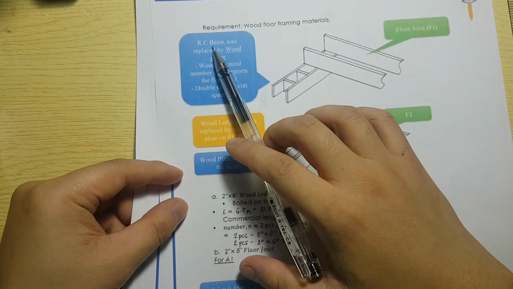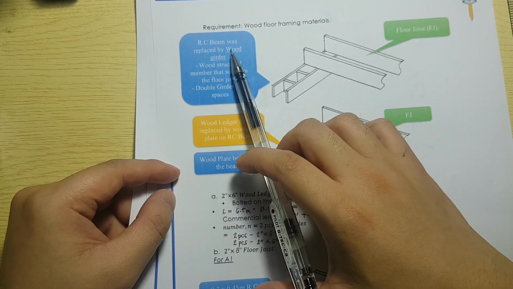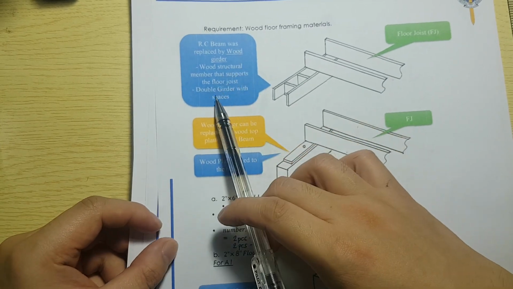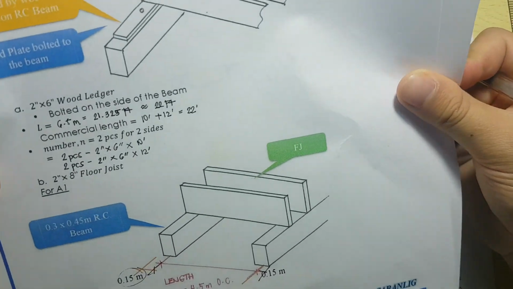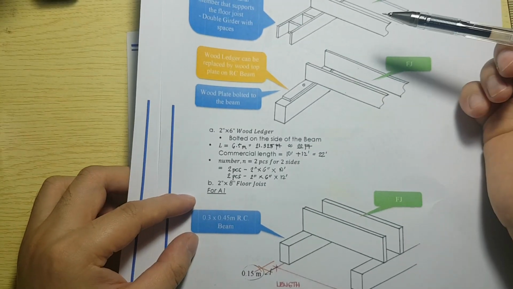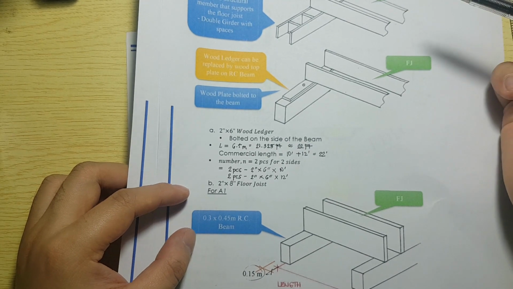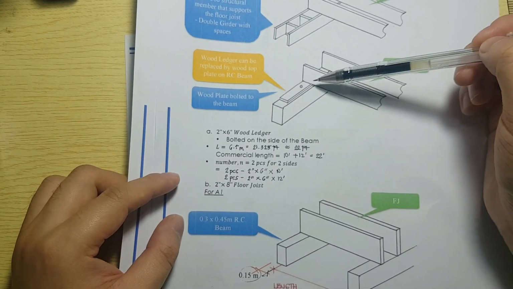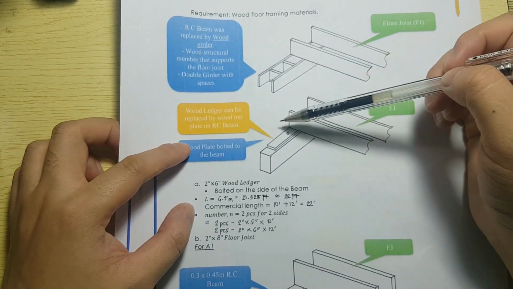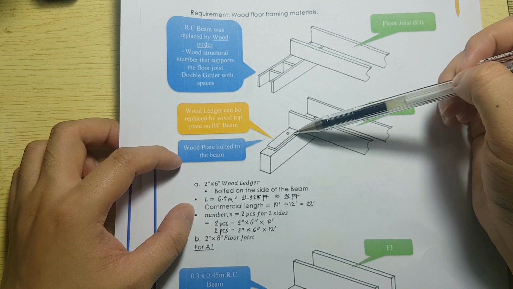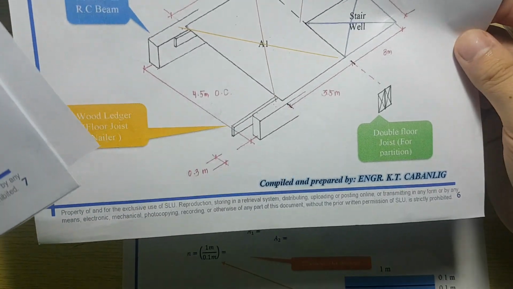If we are to convert or replace a reinforced beam with a wood girder, we should have at least a double girder with space. Now, what we solve here is a girder pala. Yeah, it's not the ledger. Okay? Ledger yung sinolve natin, it's not the girder. Okay? So yeah, we stick with the reinforced concrete.